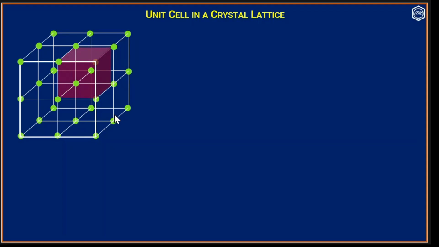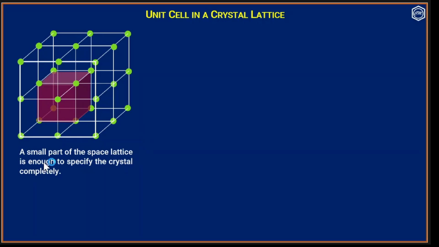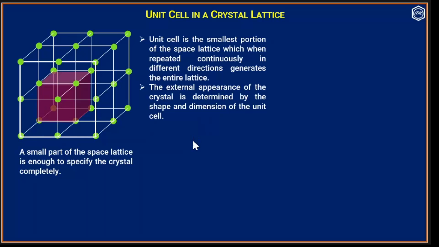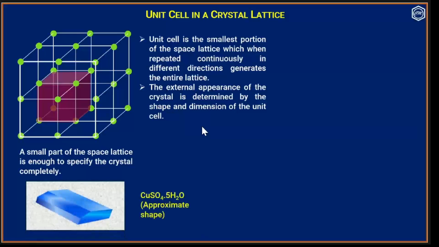Moves towards right, then coming down, and it moves in 3 dimensions. And the movement generated the whole crystal. A small part of the space lattice is enough to specify the crystal completely. Unit cell is the smallest portion of the space lattice, which when repeated continuously in different directions generates the entire lattice. The external appearance of the crystal is determined by the shape and dimension of the unit cell.